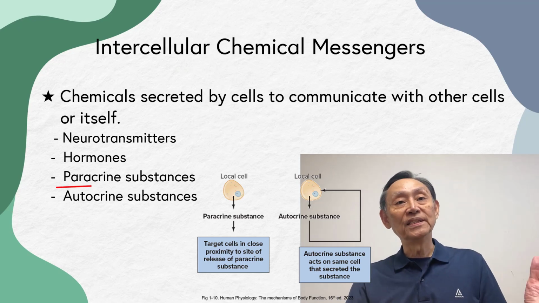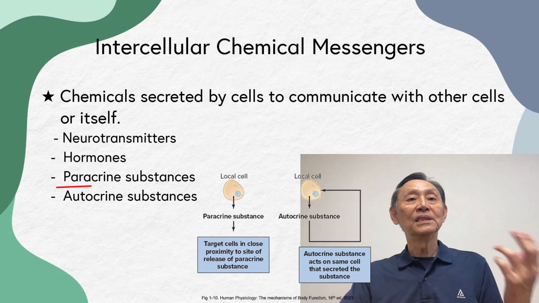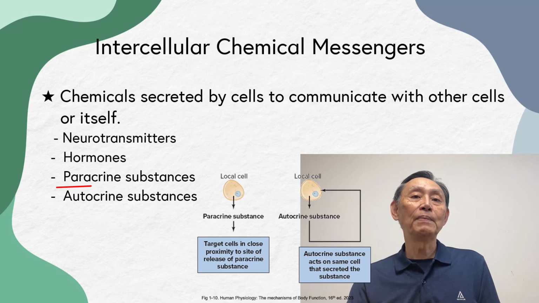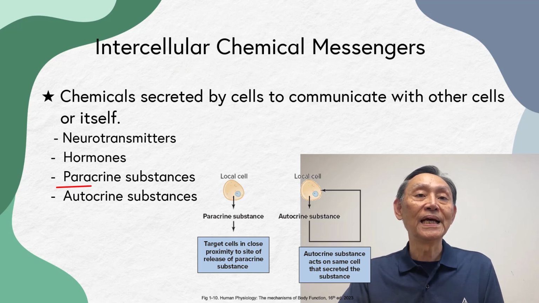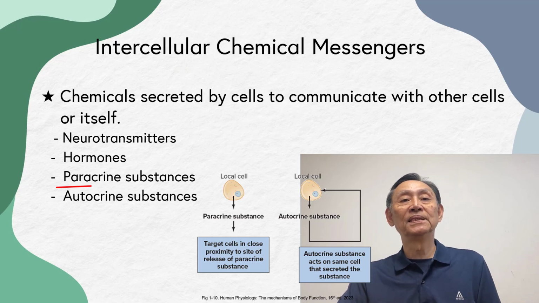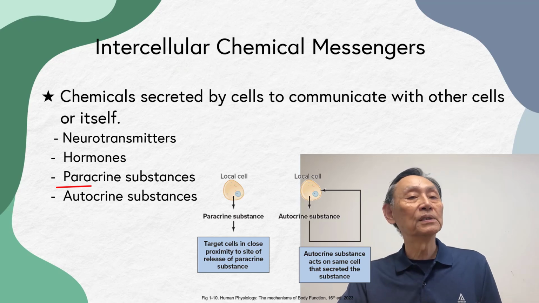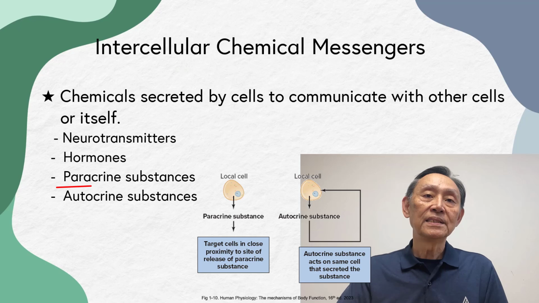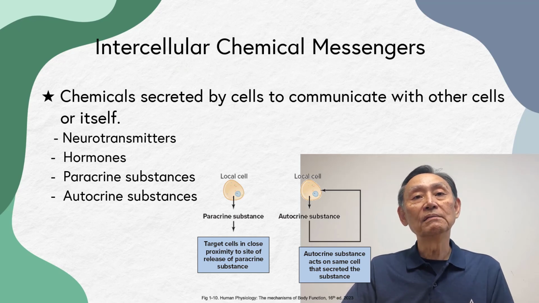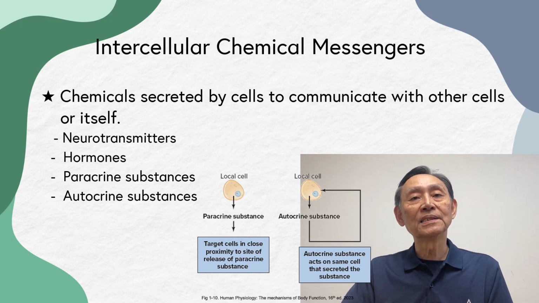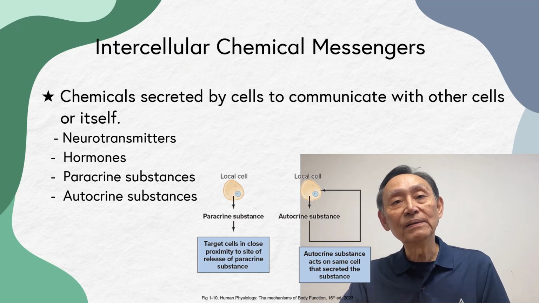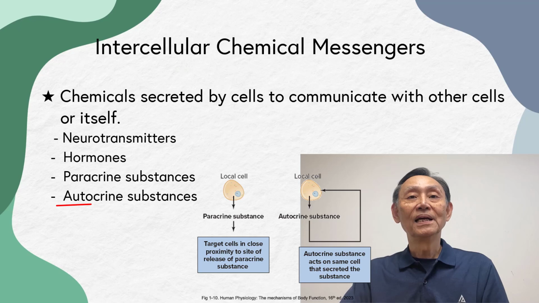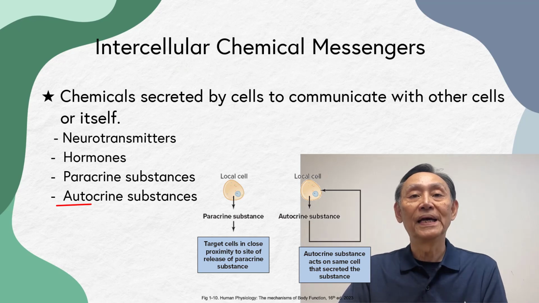Para means adjacent. So this local cell secretes paracrine substances. Their target cell is just close by, in close proximity to the site of release of the paracrine substance. They are not secreted by neurons, so they are not neurotransmitters, but they are just paracrine substances. And also these substances secreted by these cells can even feed back on their own secreting cells, which we call autocrine feedback.